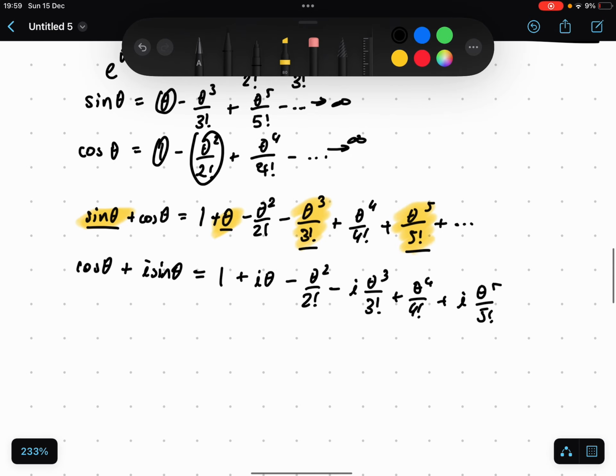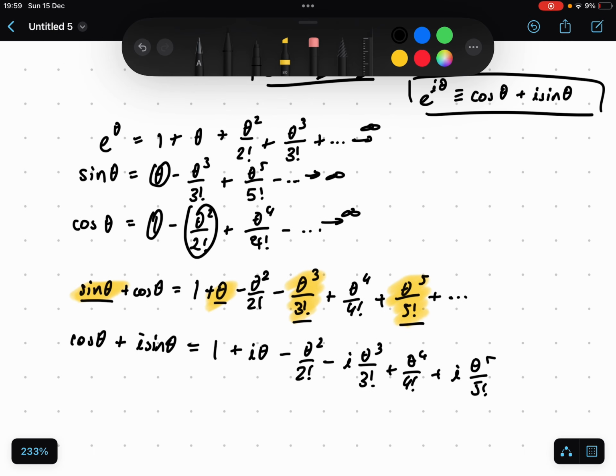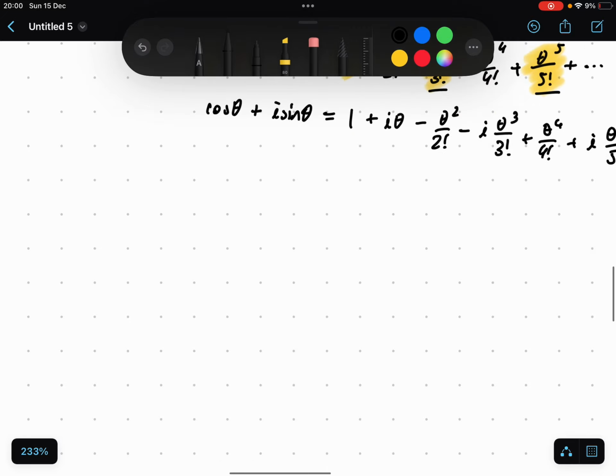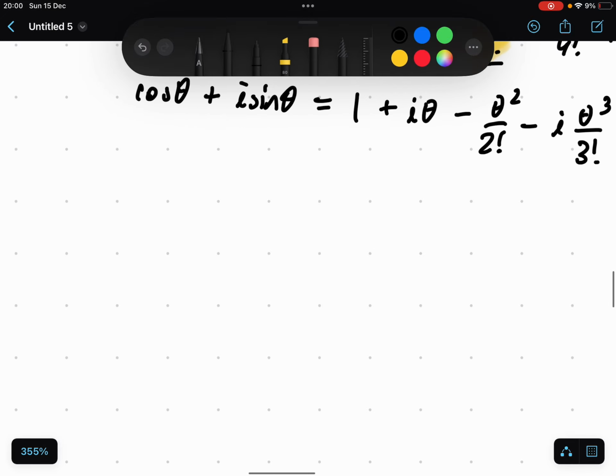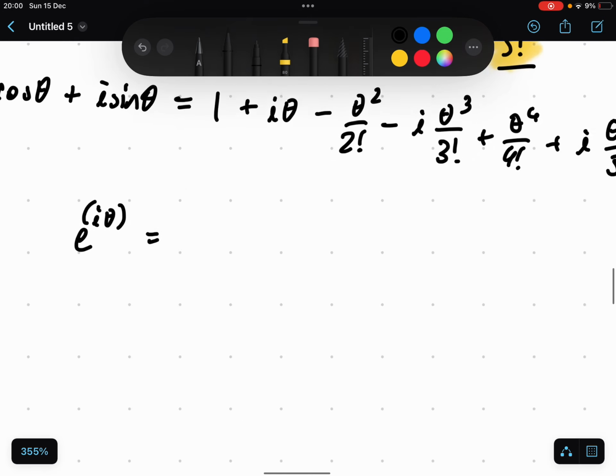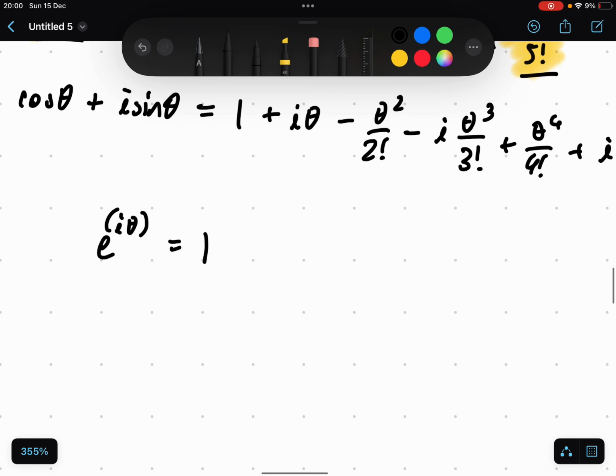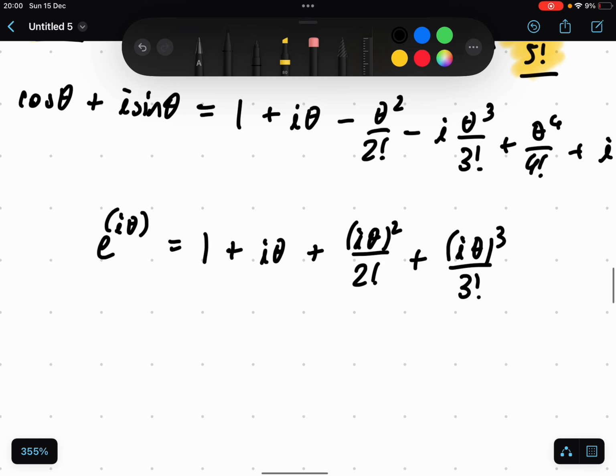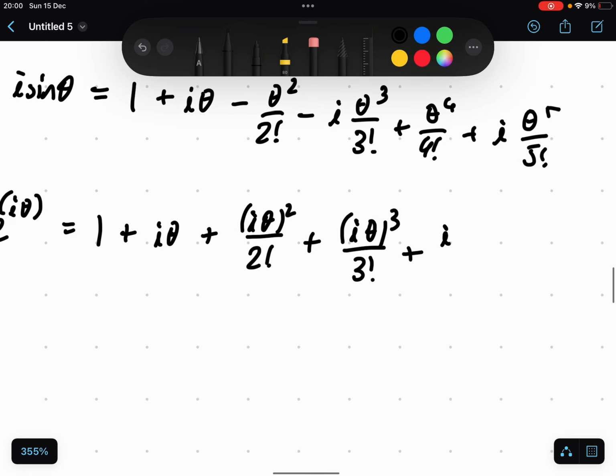And now I'm going to go back to my equation for e to the theta. We'll leave this for now. Let's just go to e to the theta, and now let's consider e to the i theta instead. If I consider e to the i theta, what I'm going to get is 1 plus i theta, plus i theta squared over 2 factorial, plus i theta cubed over 3 factorial, plus i theta to the 4 over 4 factorial, and so on.